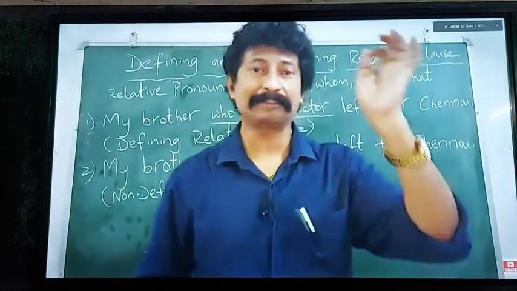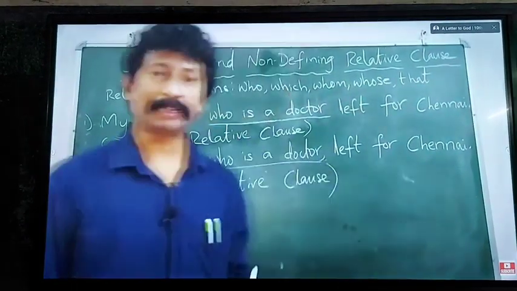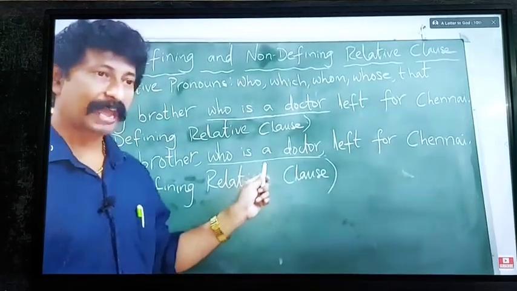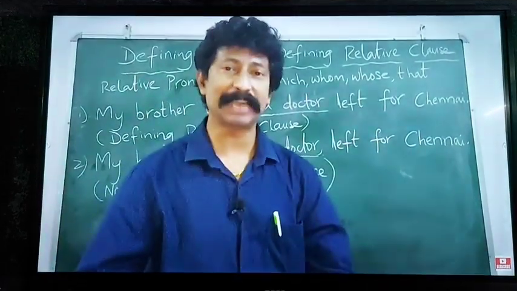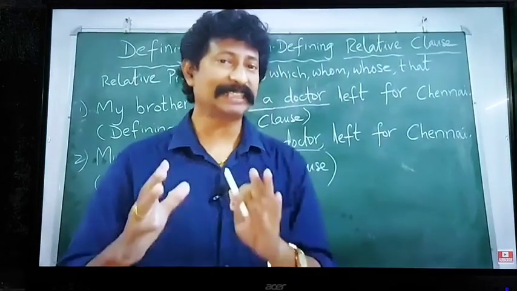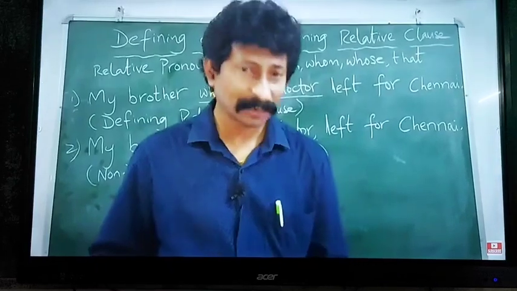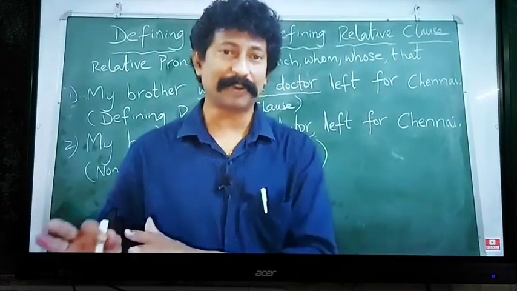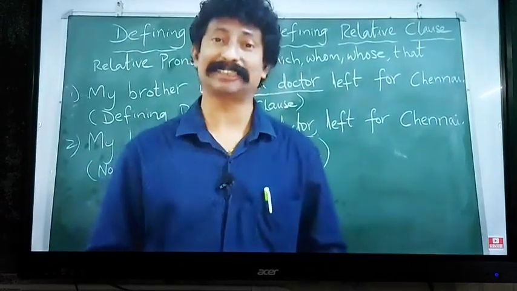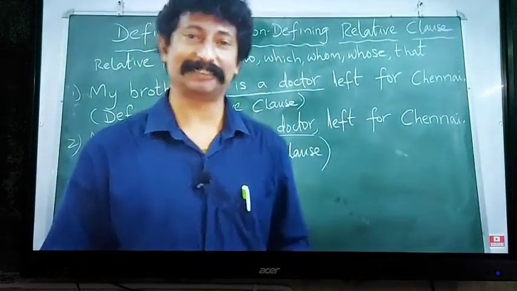Here, the noun is a single one. My brother, I have just one brother. What I am doing is giving additional information about my brother. What is that additional information? Who is a doctor. My brother is also a doctor. So that's the difference between defining relative clause and non-defining relative clause.